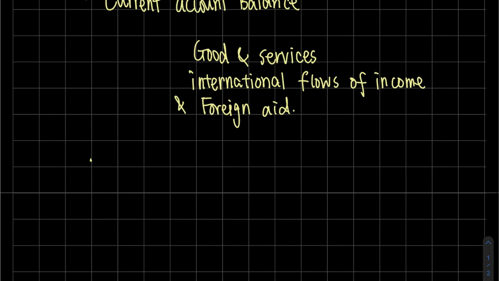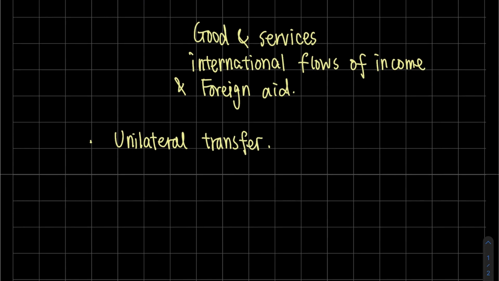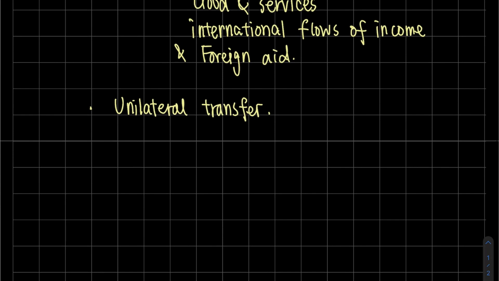Okay, let's keep going. The third one is unilateral transfer. This one means the payments that governments, private charities, or individuals make in which they send money abroad without receiving any direct good or service. We can understand that it's a kind of payment without any goods and services.